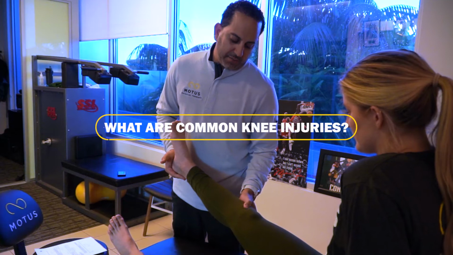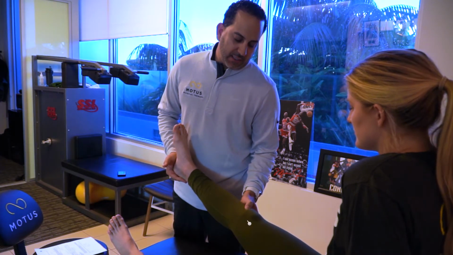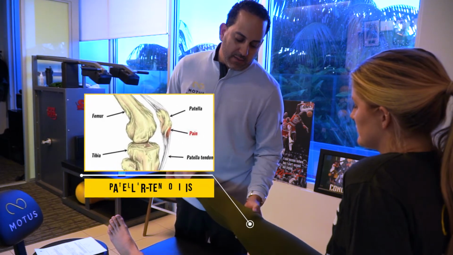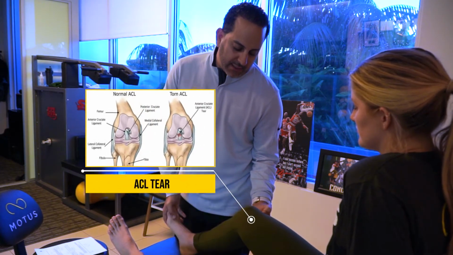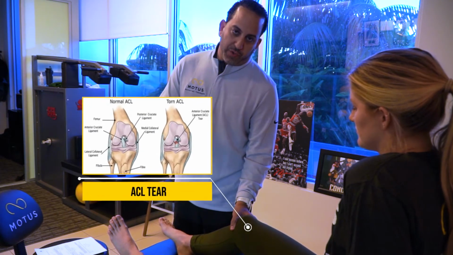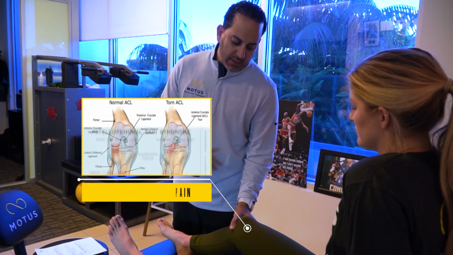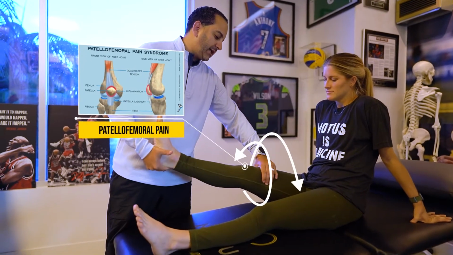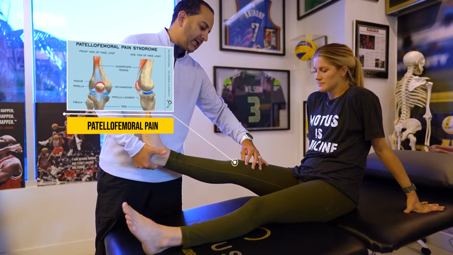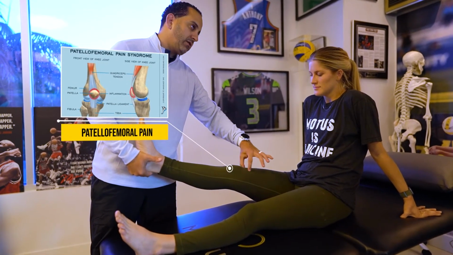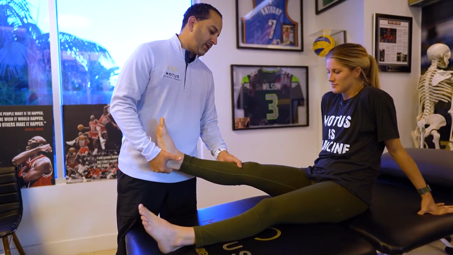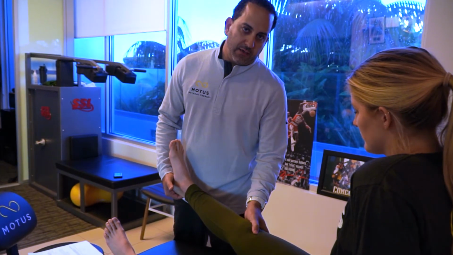Some of the more common injuries in the knee that we see with the active population are patella tendonitis, right here, right underneath the kneecap; an ACL tear, a major ligament inside the knee, that's usually torn when the foot is planted and we pivot; and also something called patellofemoral pain, where, when the femur is rotating during different movements, the patella has an issue with tracking along the same alignment as the groove from the femur and the tibia. Very common injuries that we see on a regular basis.